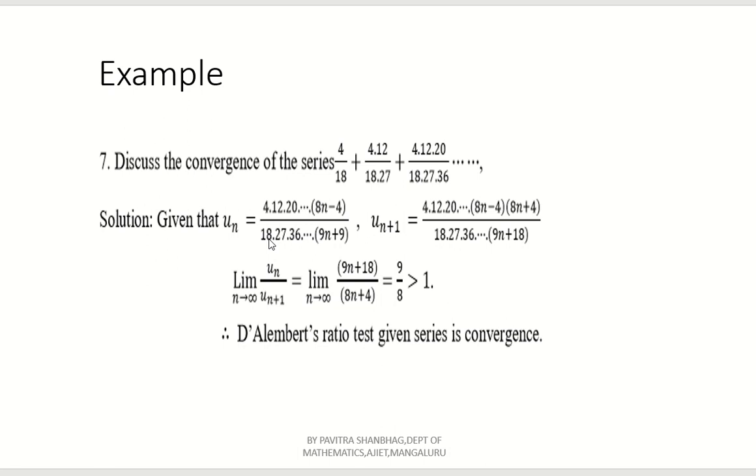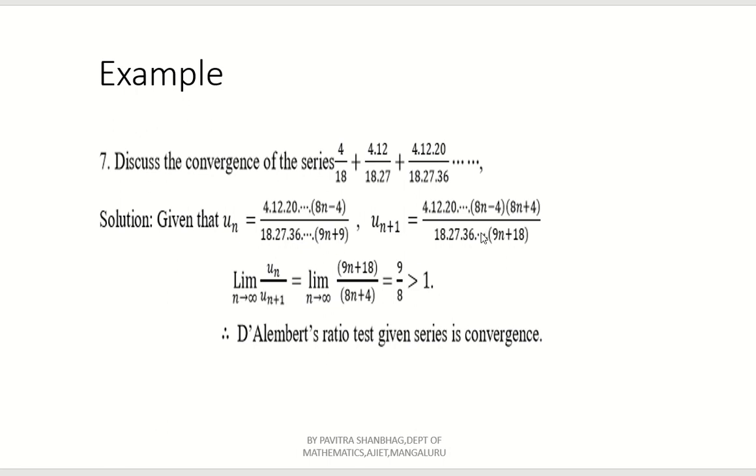Similarly, if you continue with the denominator 18, 27, 36, then 9n plus 9 into what? 9 into n plus 1 plus 9. That is 9n plus 9 means 18. Now it is ending with the 9n plus 18. Here the previous term is this only, 9n plus 9.